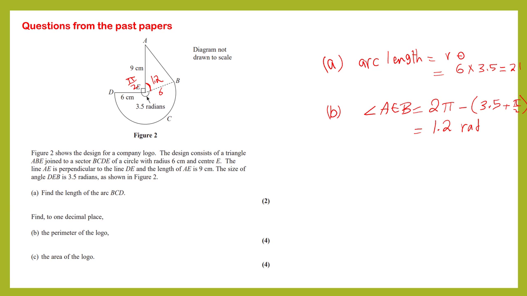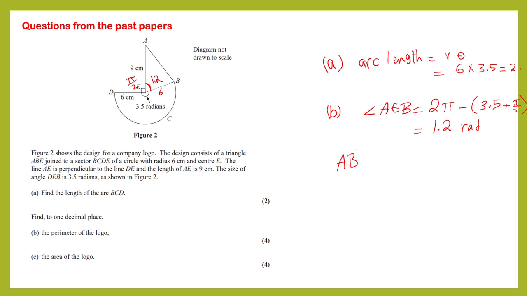So after we found this angle, if you have two side lengths known in one triangle, and you have the included angle known, you can use the cosine rule. You have two side lengths known, and you have the included angle in here. So you can use the cosine rule. So we can find the length of AB, then we can find the perimeter. So let's find AB by using the cosine rule.